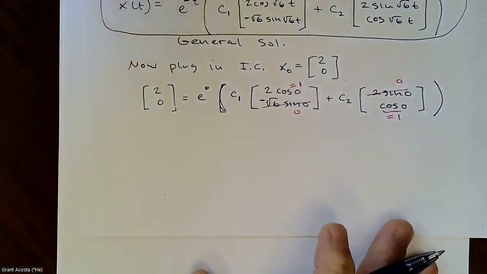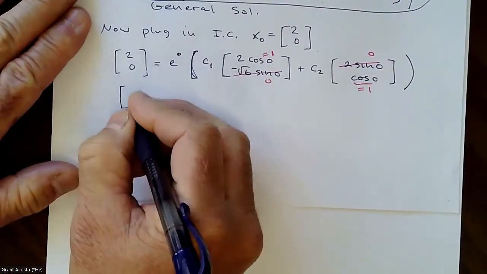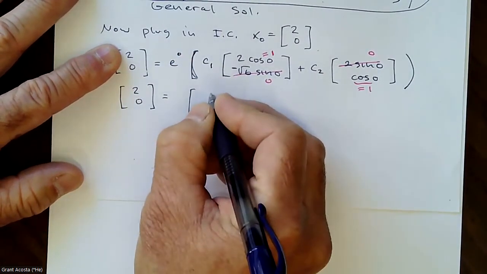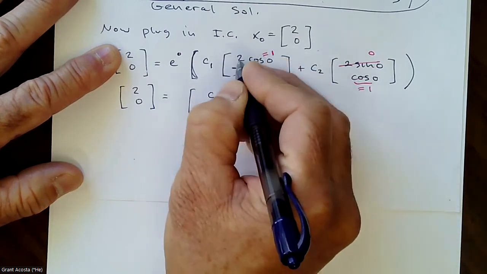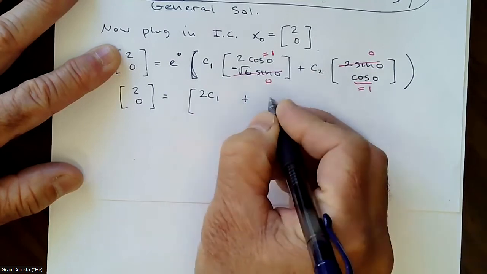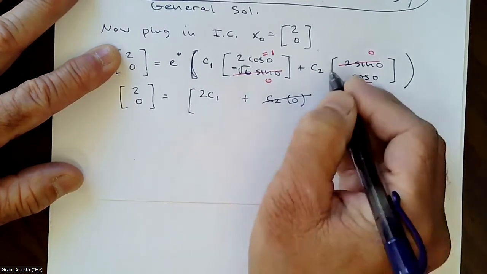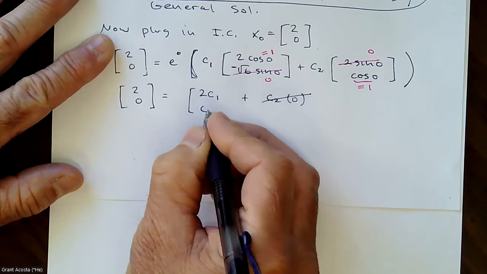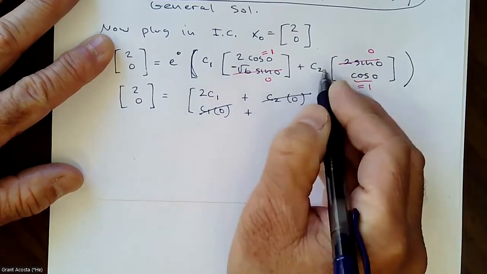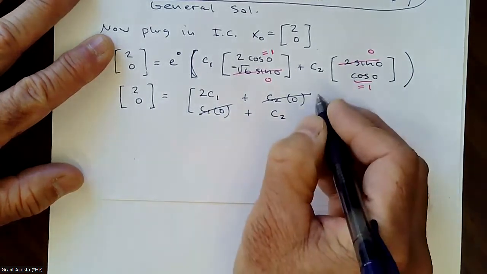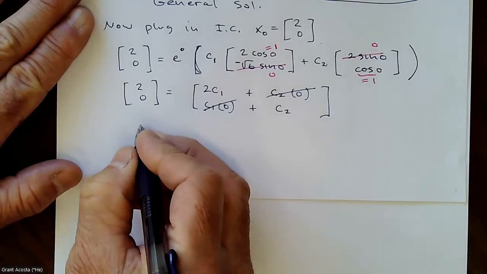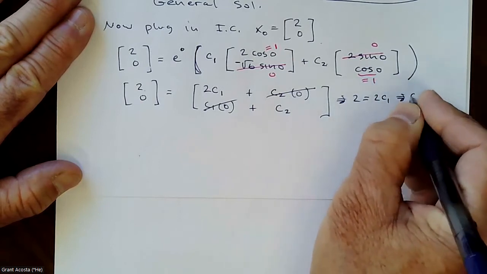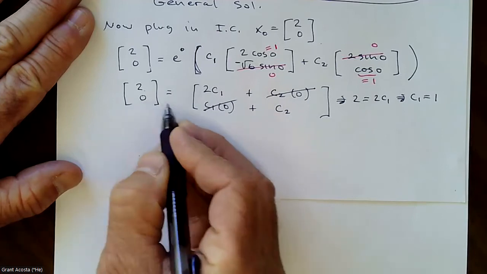So what that means then is 2, 0, e to the 0 is 1, so I'm just going to get c1 times 2 times 1 is 2, so that's 2c1, plus c2 times 0, which gets wiped out. And for the bottom one, I get c1 times 0, which gets wiped out, plus c2 times 1. So if I just look at the top numbers, I have 2 equals 2c1, which means c1 is equal to 1, and 0 equals c2.